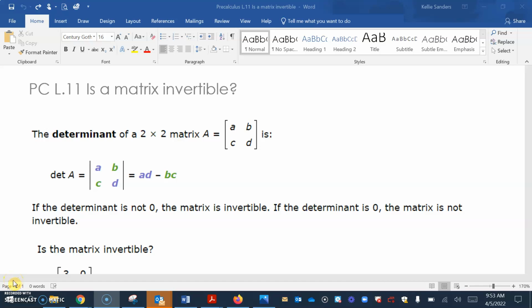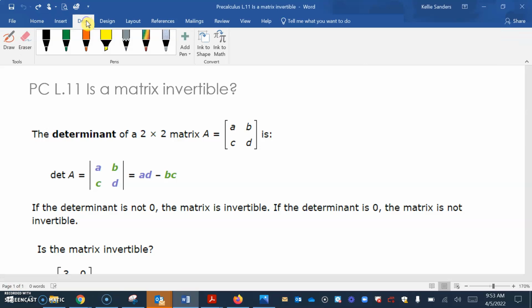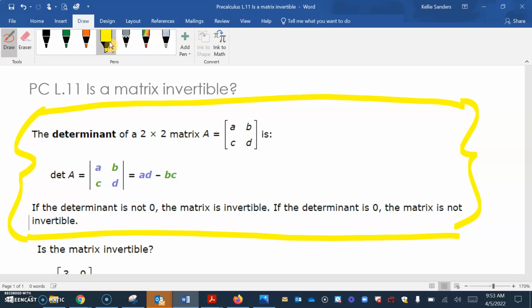L11, we're going to see if a matrix is invertible. This is probably going to be one of the easiest lessons that you will do. And this right here is the rule. So even if you forget what to do, everything right here is basically all you need to know. We're going to find the determinant of a 2 by 2 and a little bit of 3 by 3. And if you get 0 as the answer for the determinant, the matrix is not going to be invertible.